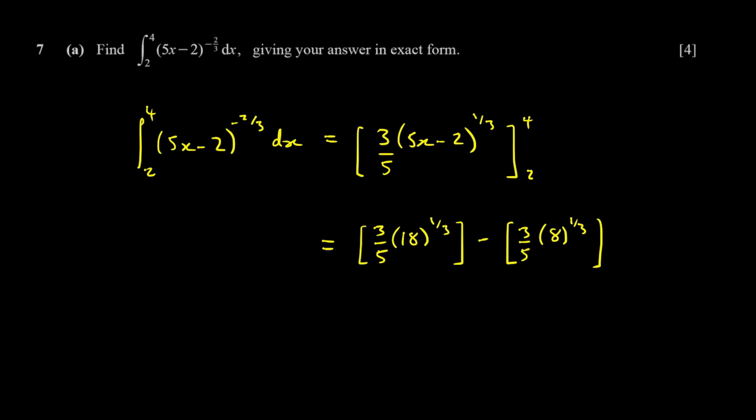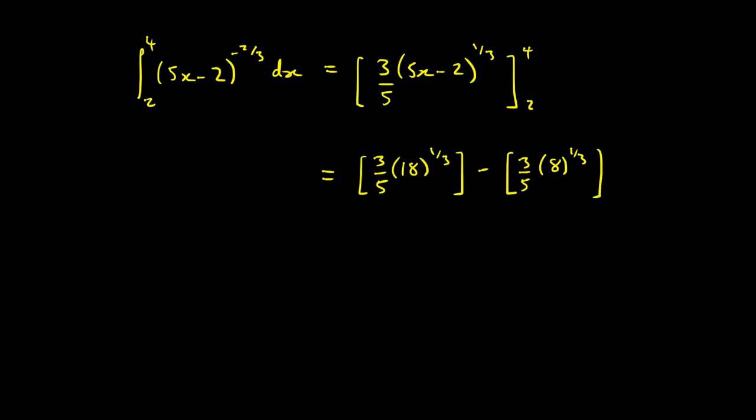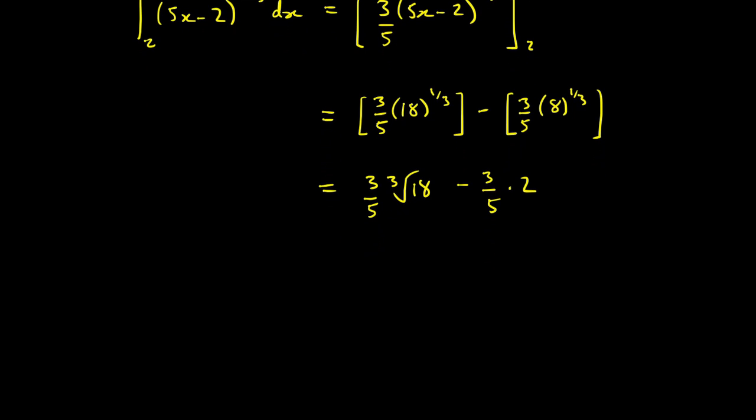Now, what does the power of a third mean? It's the same thing as the cube root. So basically what we've got here is 3/5 times the cube root of 18 minus 3/5 times the cube root of 8, and the cube root of 8 is 2. Okay, so I think you can probably factorize this: 3/5 (cube root of 18 minus 2).